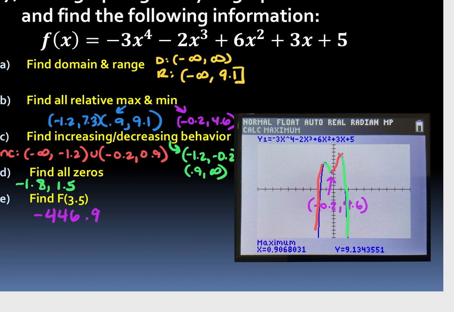Then our increasing, decreasing behavior: it started increasing from negative infinity up to the x there, which was negative 1.2. Then it changed direction, came back down from negative 1.2 to negative 0.2. Then it went back up again from negative 0.2 to positive 0.9. And then it came back down again from 0.9 to positive infinity.